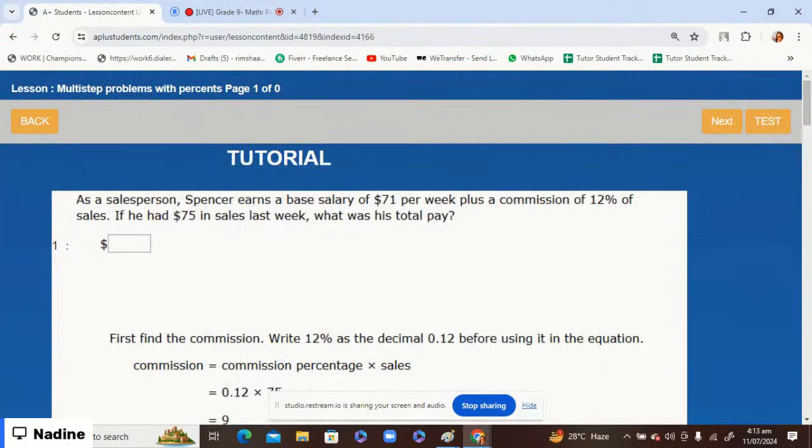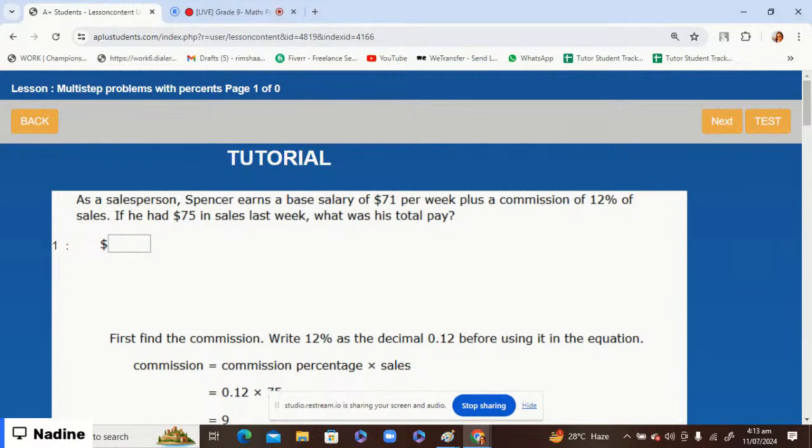What is the first question? They are saying that as a salesperson, Spencer earns a base salary of $71 per week plus a commission of 12% of sales. How much is the commission? 12%. So if he had $75 in sales last week, what was his total pay?